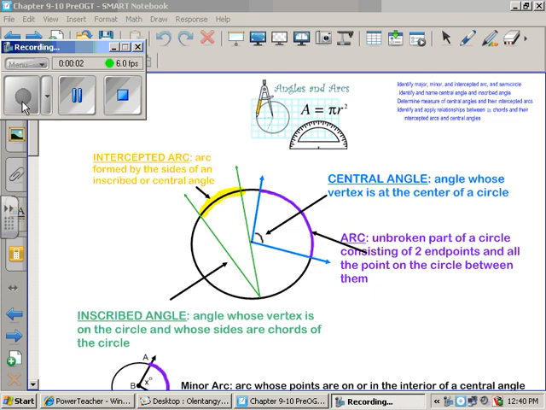So today we're going to talk about all the components of a circle in relation to central angles and inscribed angles and their intercepted arcs. That's our goal for today.